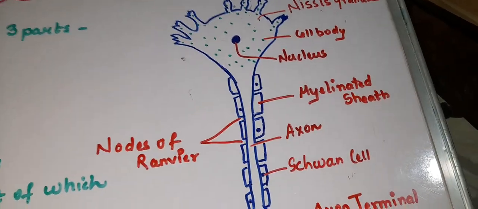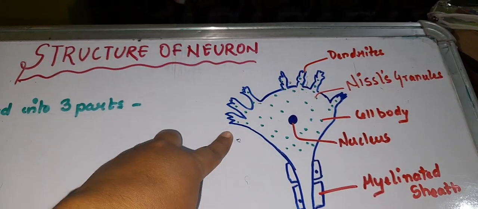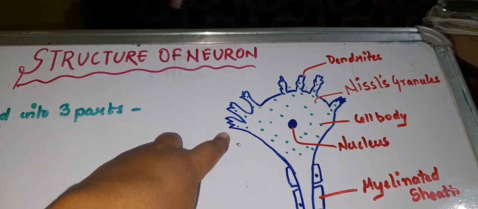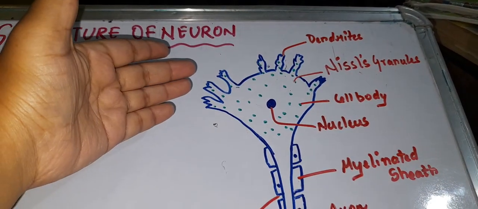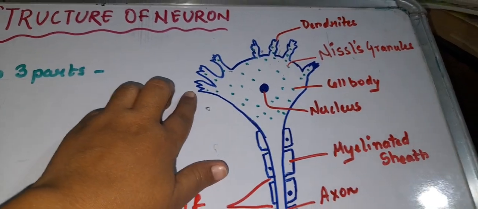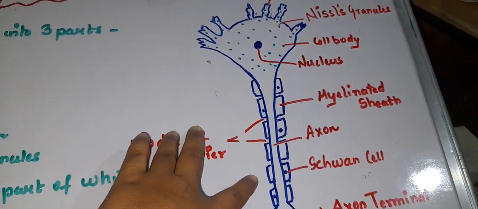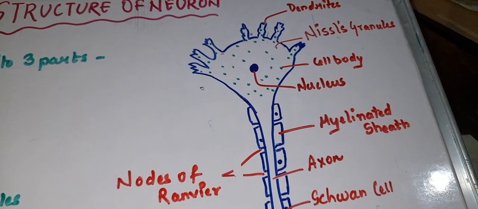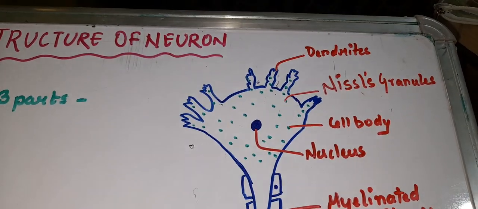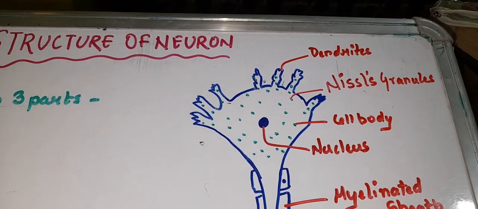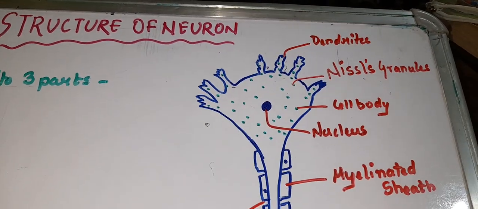Then comes the dendrite part. Dendrites generally carry information from the previous neurons. They carry the impulse, and they help in transmitting the impulse towards the cell body.